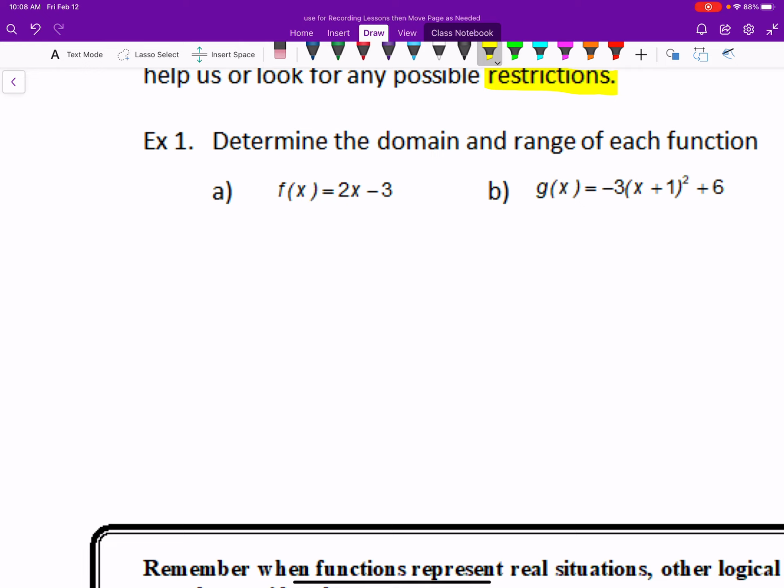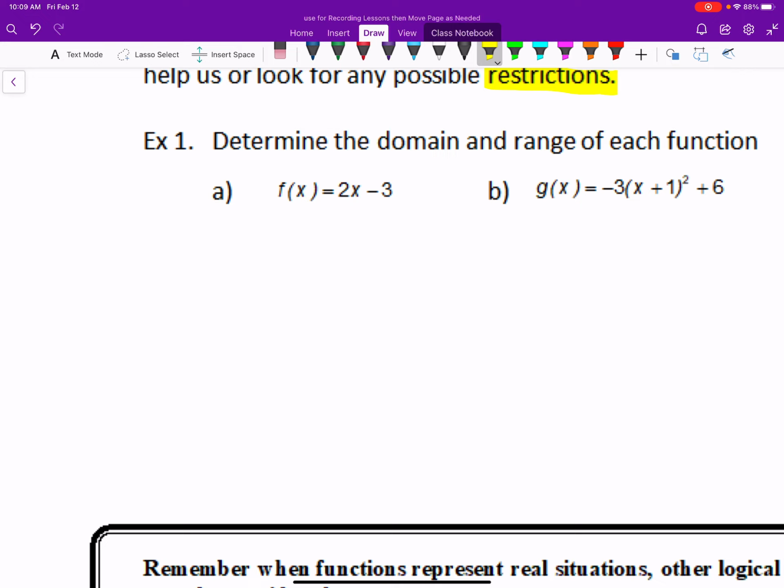So in example 1A, it is clearly a linear function. So there's certain things we can do. First of all, try to picture it. Can you picture what 2x minus 3 looks like? y = 2x − 3. It's got a y-intercept of −3, a slope of 2, so it goes up to the right with a rise of 2 for every run of 1. That's going to go on forever.